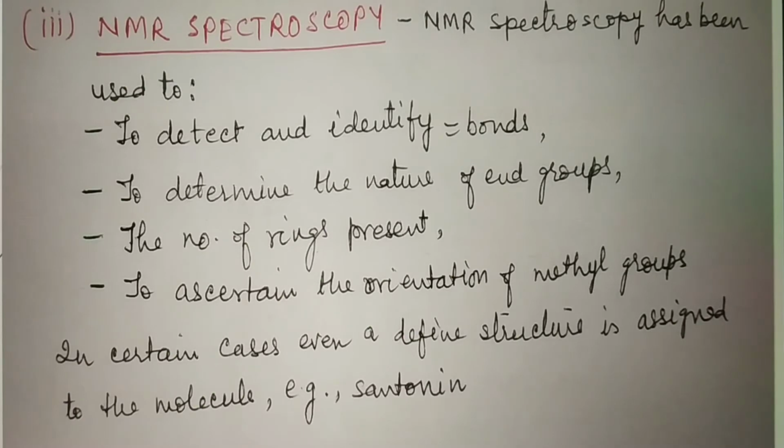Now next we come to the use of NMR spectroscopy in structure determination. NMR spectroscopy has been used for various purposes. For example, to detect and identify double bonds, to determine the nature of methyl groups, the number of rings present, to ascertain the orientation of methyl groups, and as we study the structures of individual terpenoids, we will see that in certain cases even a definite structure is assigned to the molecule. For example, in the case of the terpenoid santonin.